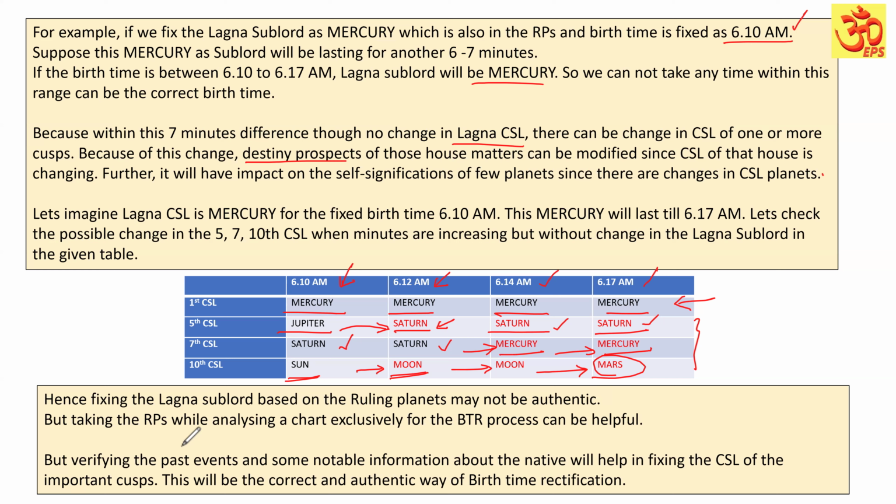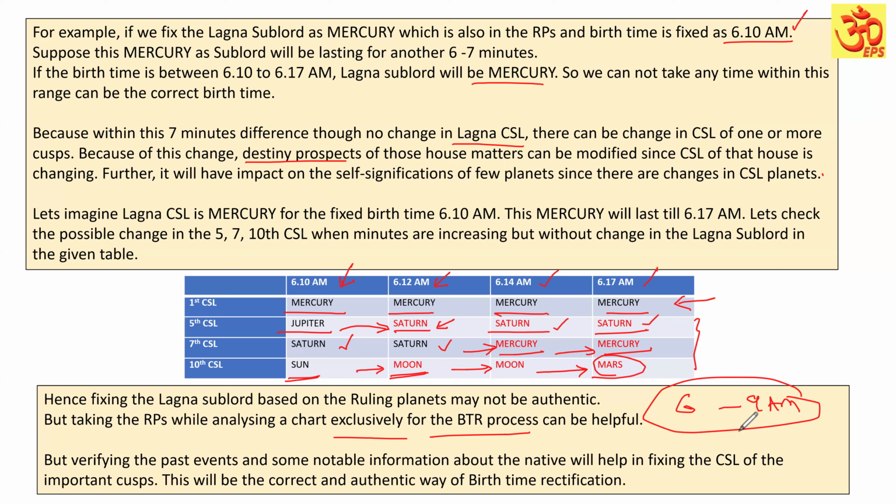But taking the ruling planets while analyzing a chart exclusively for the birth time process can be helpful in finding the Rasi Lord, Star Lord, Sublord of the Lagna. Suppose the birth time given is in the range of 6 a.m. to 9 a.m. Within a 3 hour difference, the Lagna may move from one sign to another sign. So within two signs the Lagna may be falling. So the sign lord will be different, the star lord will be different, the sublord will be anything, right?